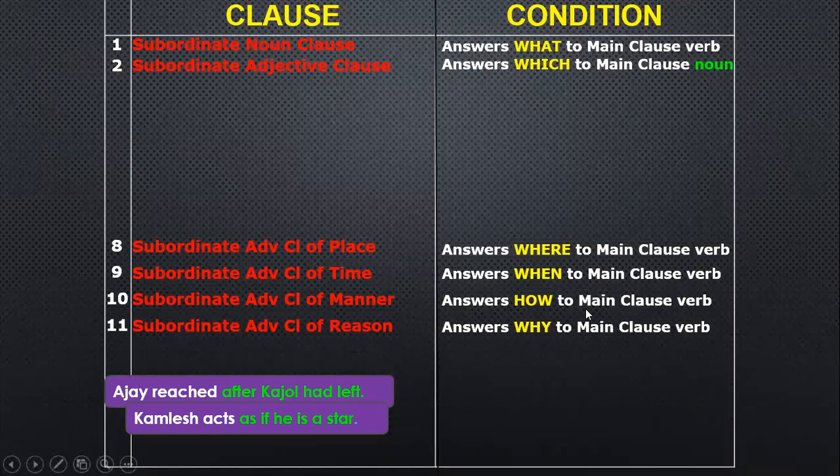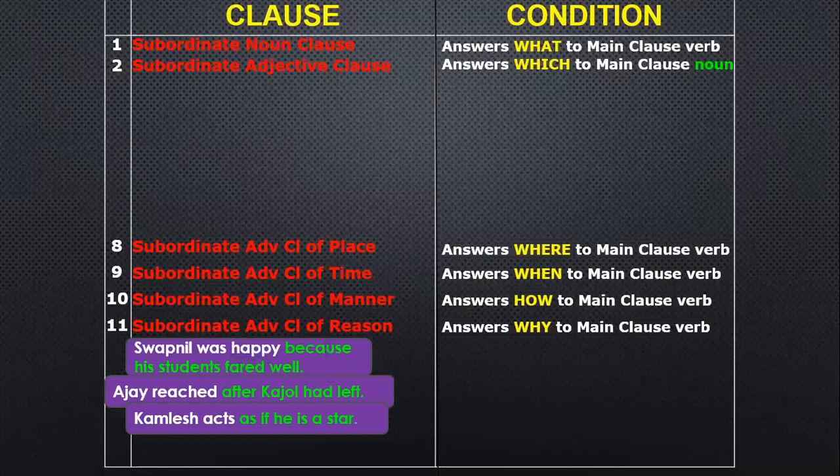Here we go with another question, that is, Swapnil was happy because his students fared well. So once again, we have highlighted the subordinate clause using the conjunction, that is because his students fared well is a subordinate clause. And now it's time to ask question to the main clause. Swapnil was happy. Why was Swapnil happy? Because his students fared well. Now, whenever we answer the question why, we get the answer as subordinate adverb clause of reason.